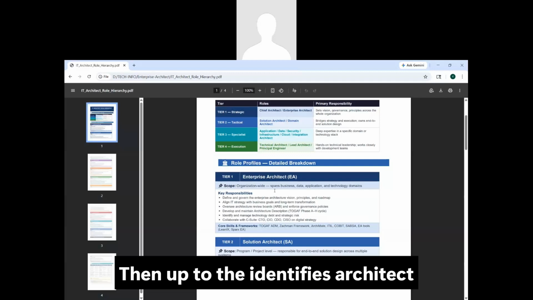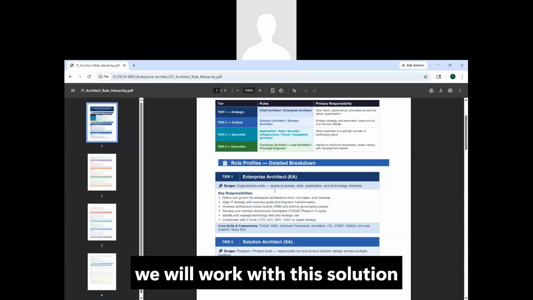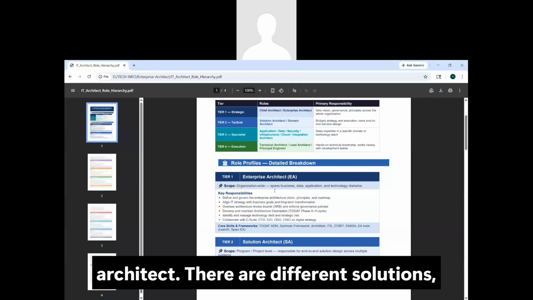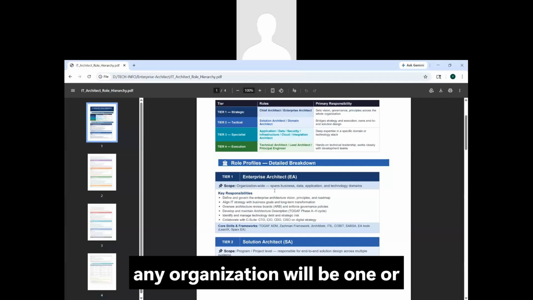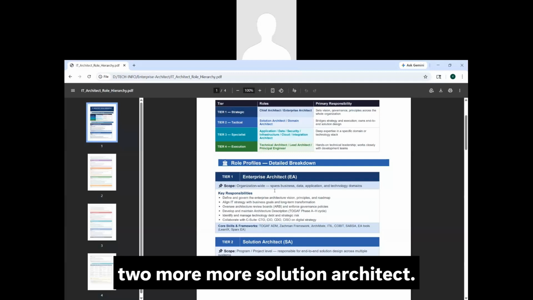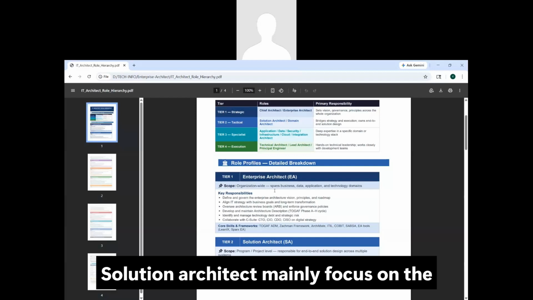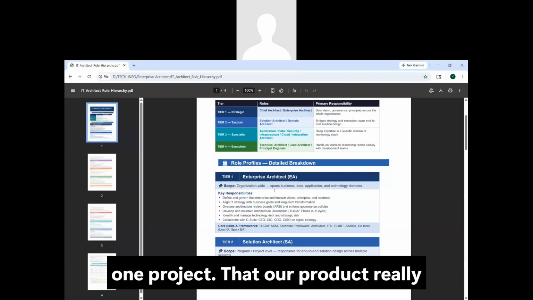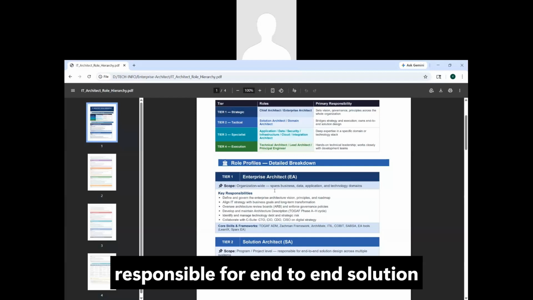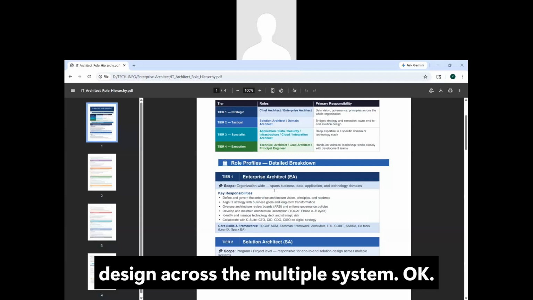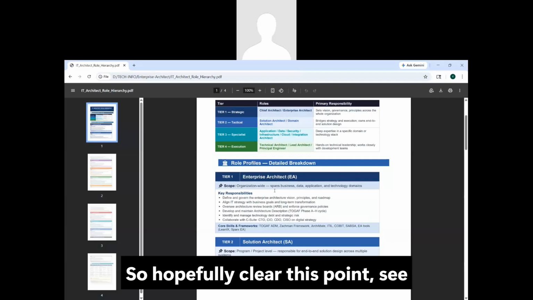Then the enterprise architect will work with the solution architect. There are different solution architects, and any organization will have one or two more solution architects. The solution architect mainly focuses on one project or product. He is key responsible for end-to-end solution design across multiple systems. Okay, so I hope this point is clear.